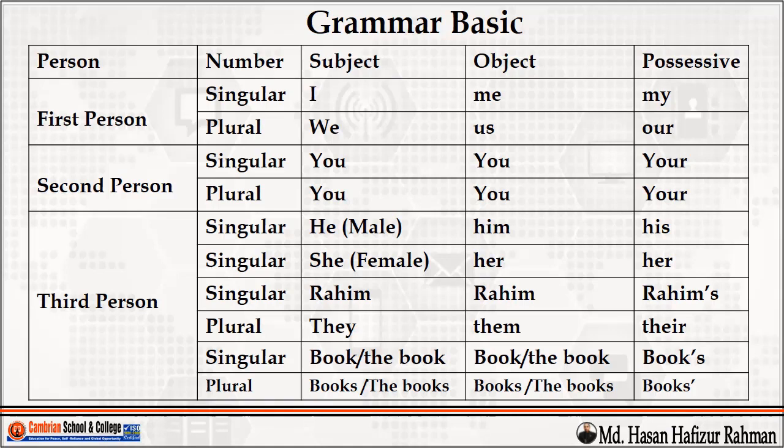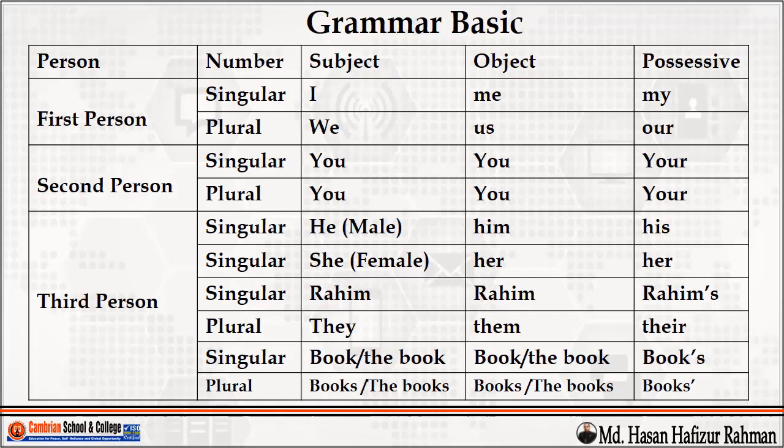But whenever you want to have a possessive of a proper noun, what will be done by us? You have to add apostrophe s after the noun. Hence, Rahim, Rahim's, like that. They. This is a plural subject. Them is the object of the subject. Their is the possessive of the subject they.